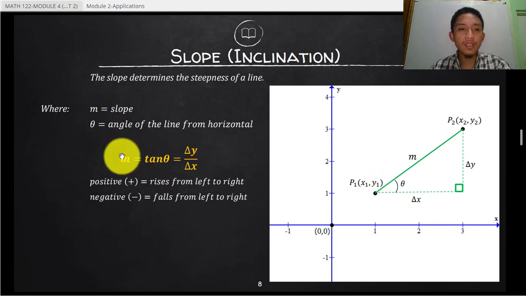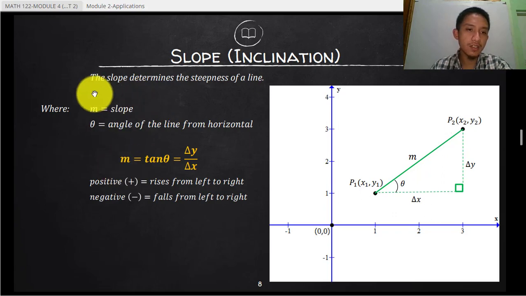Okay, so what is slope? Slope is actually your m. So what is m? M is actually just the ratio of your delta y and delta x. Okay, that is just delta y over delta x, change of y over change of x, or that is just your rise in your right triangle and then run in your right triangle, the height and the pace.